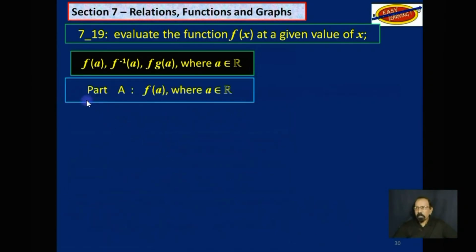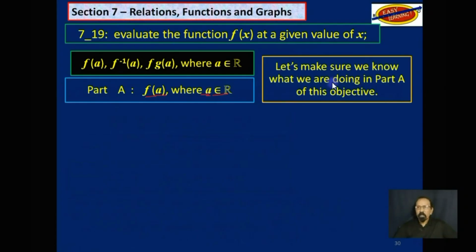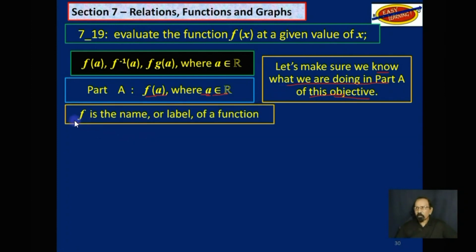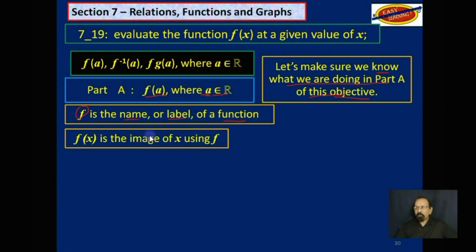So let's begin here, f of a, where a is a member of R. But remember, you will see a here, and in many of the examples, I will be using x. It doesn't make a difference. So let's make sure we know what we are doing in part A in this objective, and the same principles will apply to parts B and C. First of all, f is the name or label of a function. It could be anything, g, q, p. f of x is the image of x using the function f.